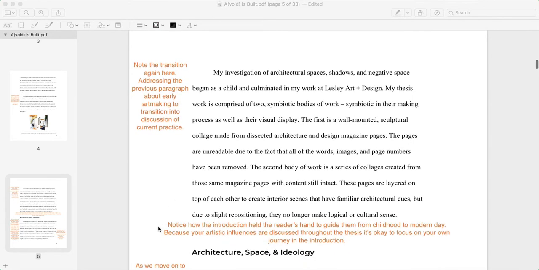You'll see the introduction here really held the reader's hand to guide us from childhood into modern day. And your artistic influences and any research that you do are going to be discussed throughout the thesis, so it's okay to focus on your own journey in the introduction.